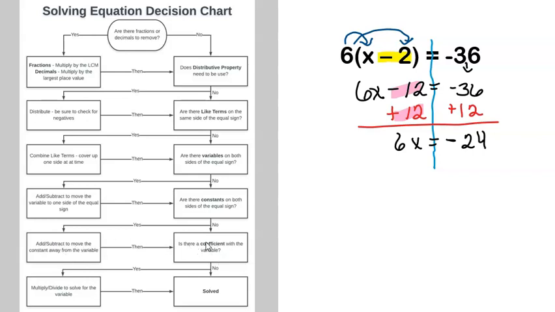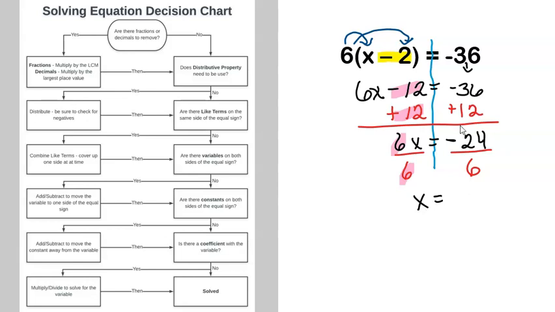Last question, is there a coefficient with the variable? Remember, coefficients are numbers immediately next to the variable. And yeah, I have a 6, so it says multiply or divide to solve for the variable. In this case, 6 times x, that's multiplication. So the inverse operation is going to be division. I divide by 6, and what I do on one side, I always have to do on the other. On the left, those 6's are going to cancel, leaving me with just my x.